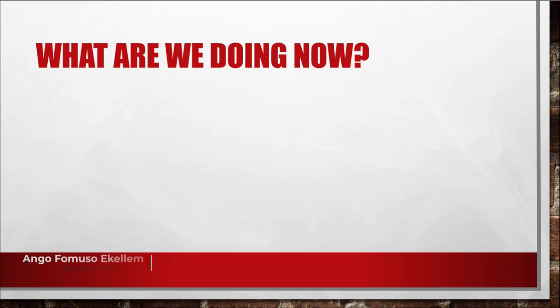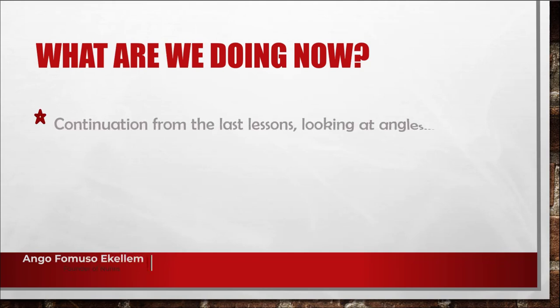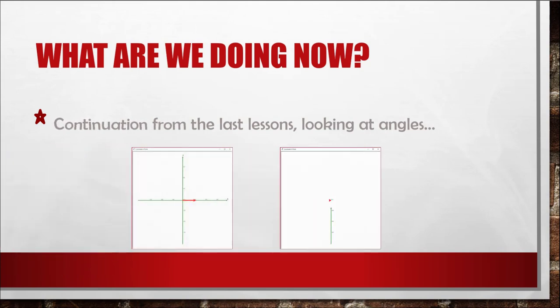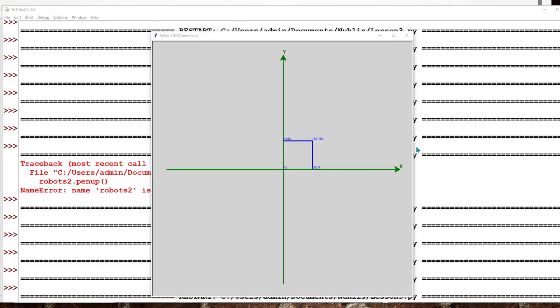What are we doing now? So this is a continuation of lessons 2 and 3. We'll go ahead looking at the angles this time. So this is where we stopped last time, the coordinates, and then the robot 1 drawing a square.